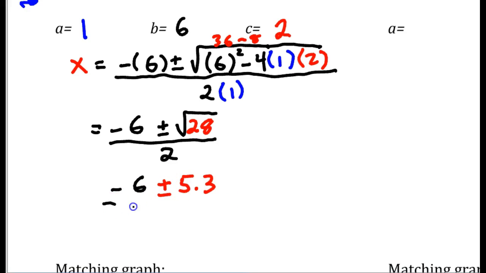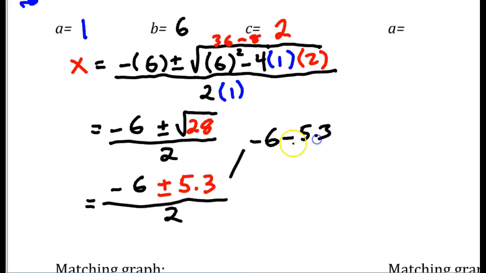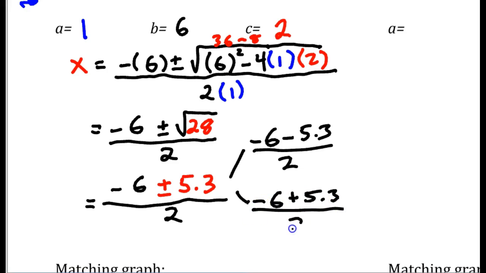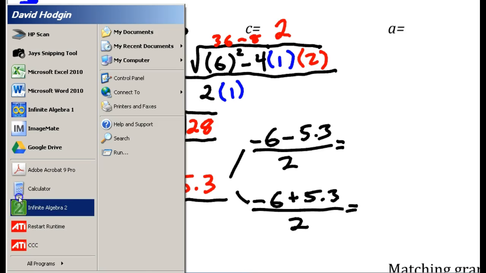Okay. Cover up the negative. There we go. And then we can go ahead and do our two answers. Negative 6 minus 5.3 divided by 2. And negative 6 plus 5.3 divided by 2. And again, a calculator is kind of handy here. You can just punch everything in and get the answer relatively easily.